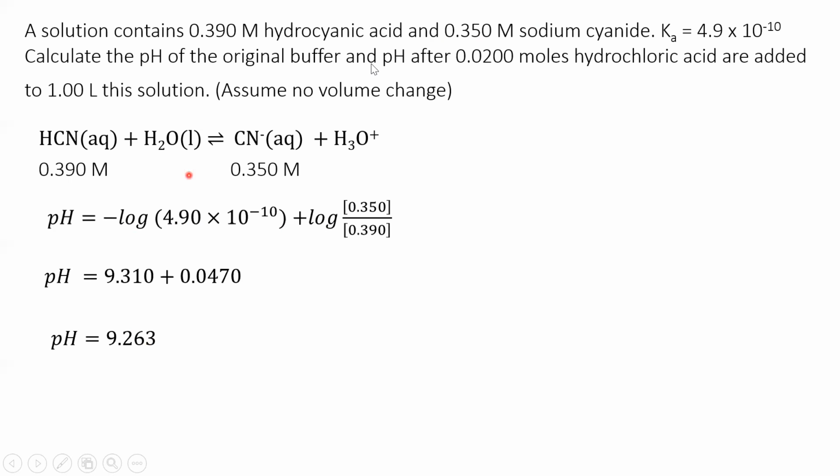All right. So now let's do the second part of this problem. We have this buffer solution. It's at equilibrium. The pH is 9.263. We're going to add an acid to this buffer solution. Well, acids react with bases. So the acid is going to react with the cyanide ions in our buffer solution. Acids react with bases.